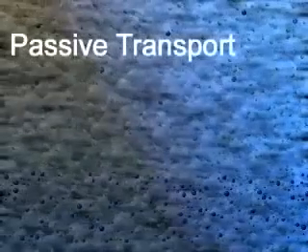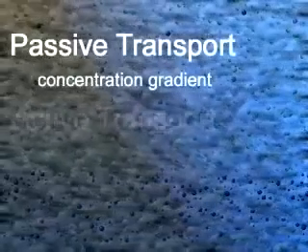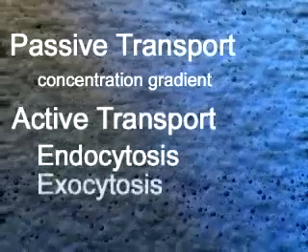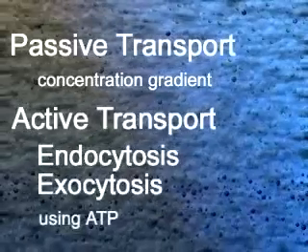The cell is a very dynamic living entity. It is essential that materials move in and out of the cell. This is done by passive transport using a concentration gradient, and active transport, endocytosis and exocytosis, using ATP.